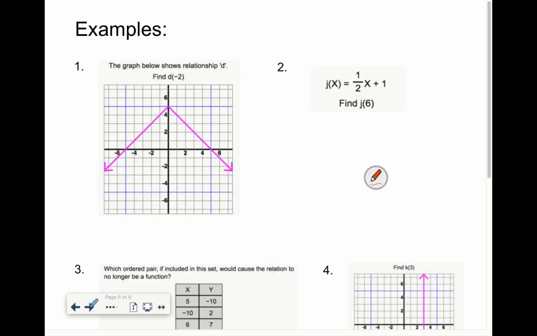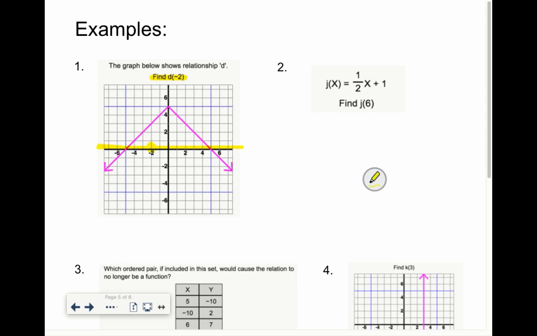The first example says, the graph below shows relationship D. Find D of negative 2. So find D of negative 2. So what you're doing is, remember, negative 2 is x. So you're going to go on your x-axis. Remember, your x-axis is this guy right here. And you're going to find negative 2. So negative 2 is right here.